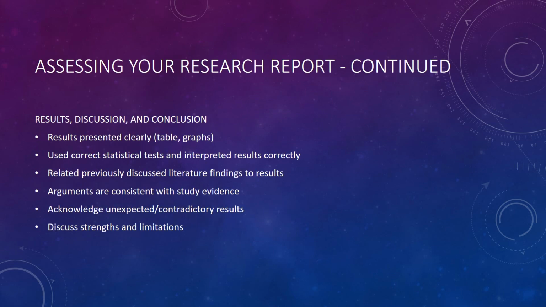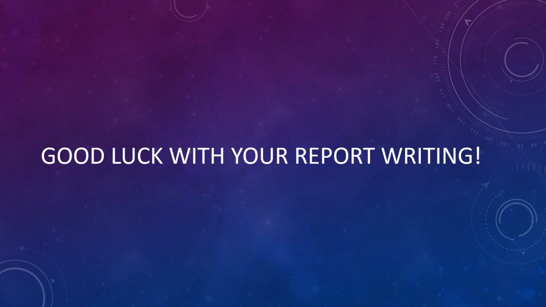So going over some quick tips on going over discussion, results, and conclusion. Have your results been presented clearly, tables and graphs if you use them? Have you used the correct statistical tests and interpreted the results correctly? Have you related previously discussed literature findings to your own results? Are your arguments consistent with the study evidence? You need to acknowledge if you find anything that is contradictory with previous outcomes or theories, and overall discuss your strengths and limitations. And that's it.